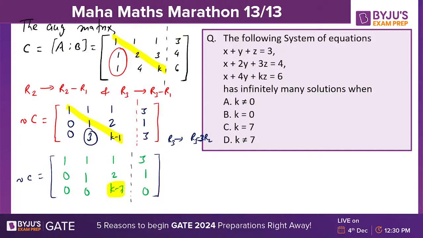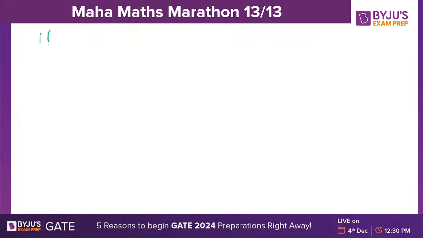Now this position will help you make the decision. If this position is 0, then the last row will be completely 0. If this position is not 0, then the last row will not be 0. So when K minus 7 equal to 0, then what is equivalent to C? Actually, I am not interested in answering this particular question because I want to explain some concepts.